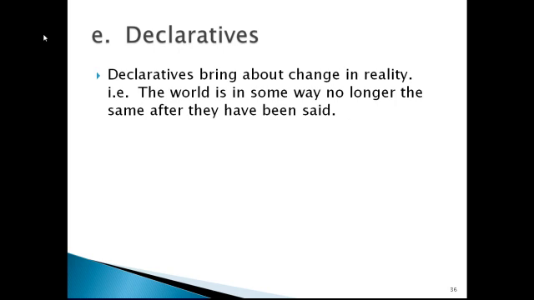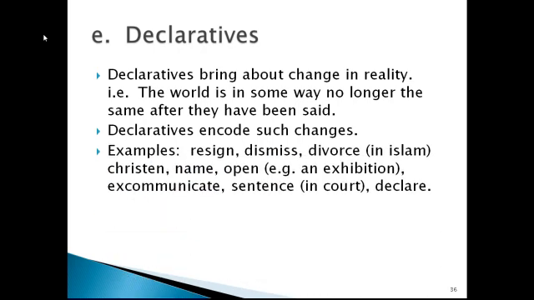Declaratives bring about change in reality. That is, the world is in some way no longer the same after they have been said. Declaratives encode such changes, and examples include resign, dismiss, divorce, as is used in Islam, christen, name, open, let's say an exhibition, excommunicate, sentence, let's say in court, declare. You see, usage of all these verbs in a performative implies that the world will no longer be the same in some way after they've been uttered, and that is why they are called declaratives.